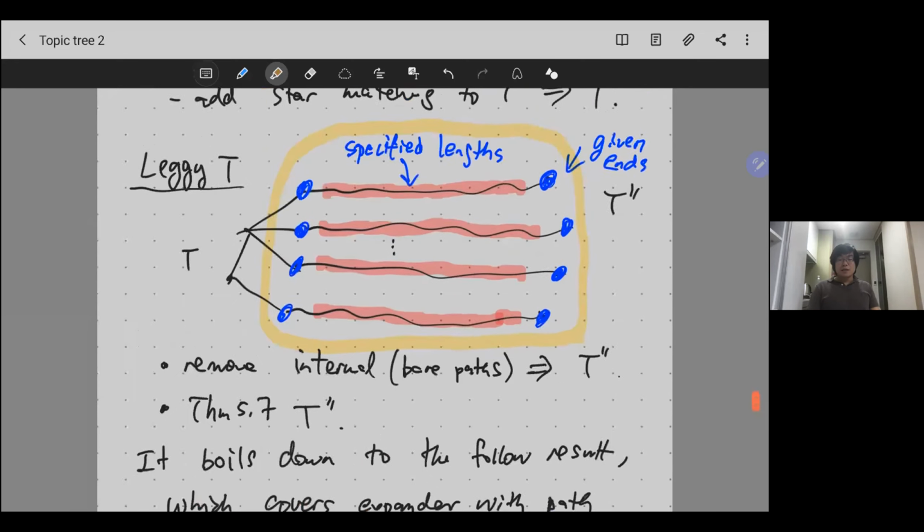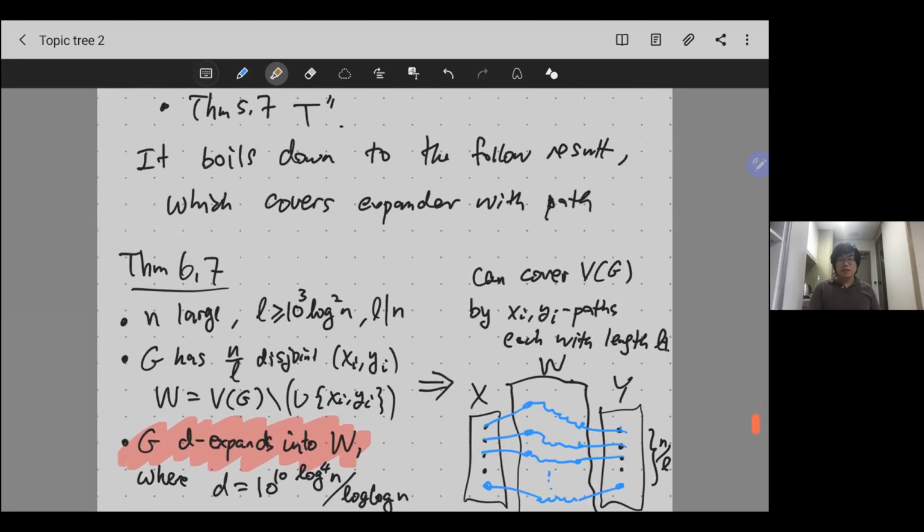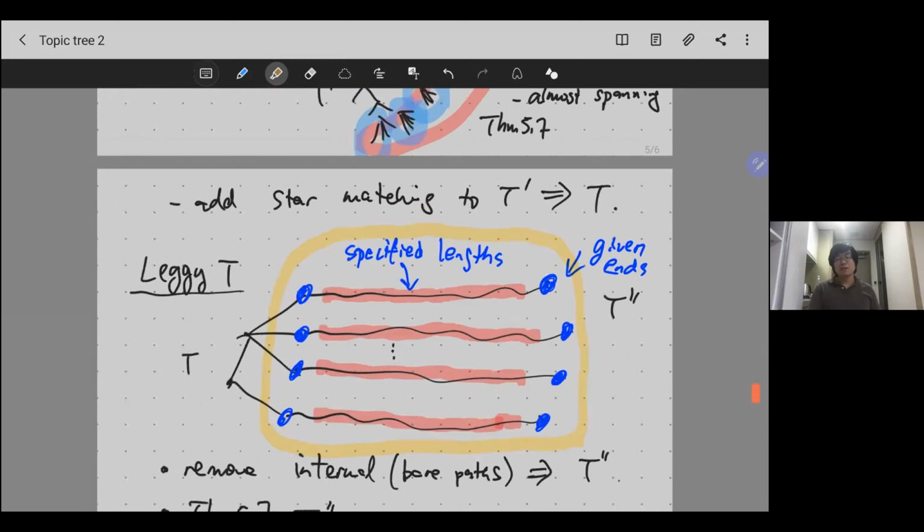That means with this given pairs of endpoints, x and y, we can find the disjoint paths of some given length that we want to cover all the remaining vertices. That will complete the embedding for this leggy case.